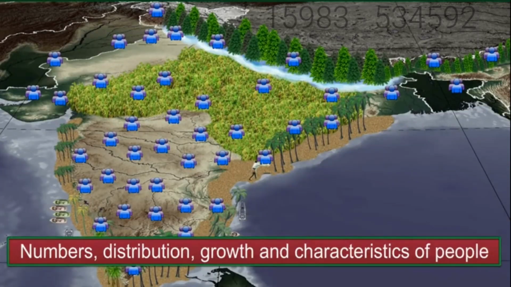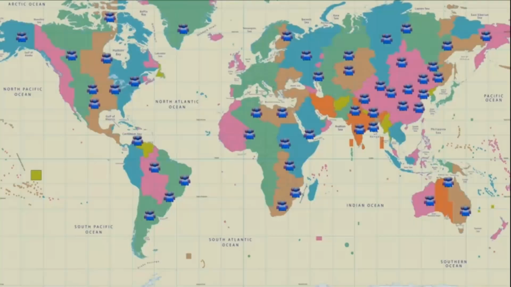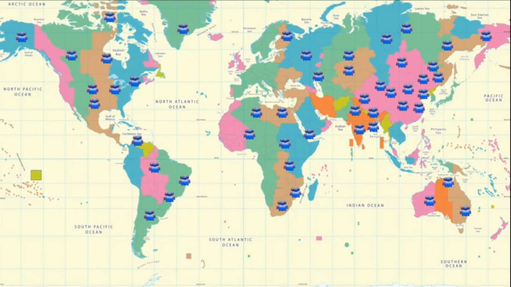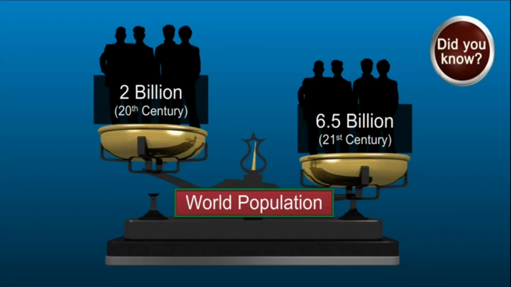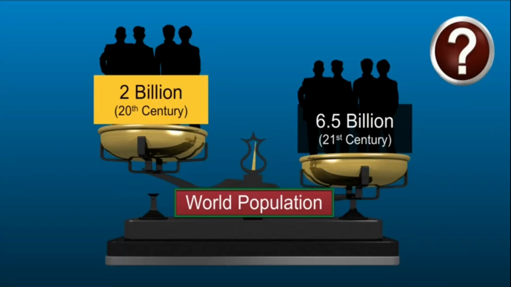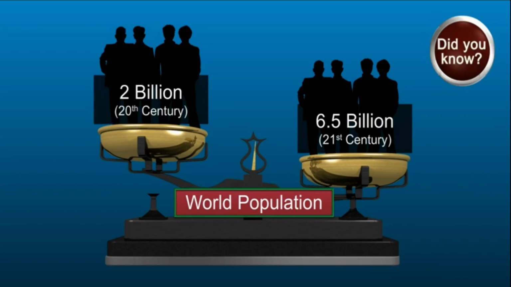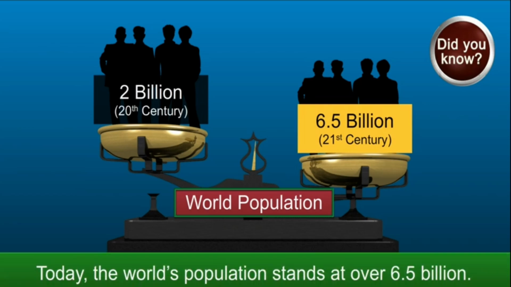The density, distribution, growth, and characteristics of people help us understand and appreciate all aspects of the environment. Therefore, population study is a pivotal element in social studies. Did you know? We entered the 20th century with a population of less than 2 billion people. And now the world's population is over 6.5 billion.